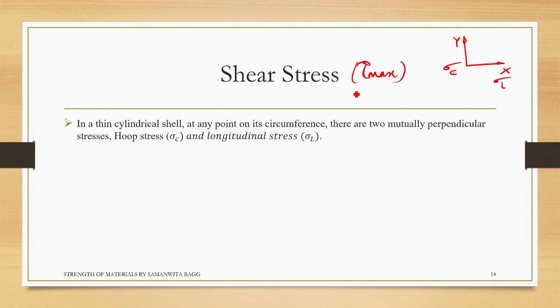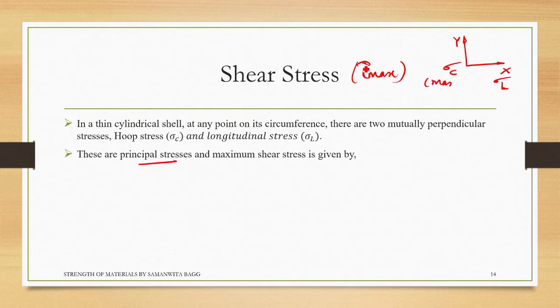In the y axis, you saw the effect of sigma c, and in the x direction, you saw sigma l. These two mutually perpendicular stresses are called principal stresses. Principal means main. So in the y direction the main stress is the circumferential stress, and in the x direction the main stress is the longitudinal stress. We found that this value is maximum and this value is minimum. When you talk about principal stresses, one has to be max and one has to be min.